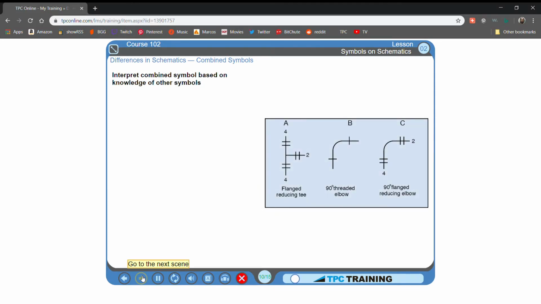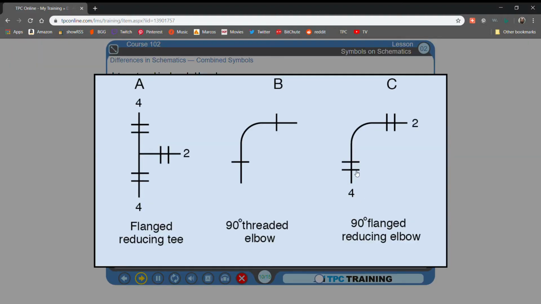Interpreting a combined symbol is often a matter of common sense, based on your knowledge of what other symbols mean. This example shows 3 piping symbols. The first is a flanged reducing T that cuts down the size of a branching pipe. The numbers indicate that the main line is 4 inches in diameter and the branch is reduced to a 2-inch diameter. The second symbol is a screwed elbow, also called a threaded elbow, that turns the pipe 90 degrees. Elements of the first 2 symbols are combined to produce the third symbol, a 90-degree flanged reducing elbow.